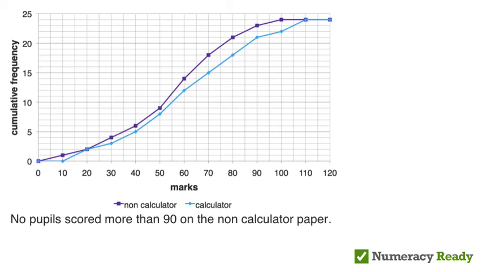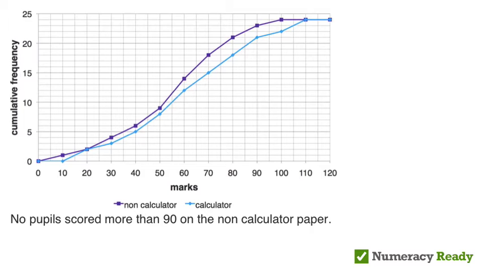Let's try and apply our knowledge now of cumulative frequency graphs to some true or false statements that you might see in your test. We've got a cumulative frequency graph here, very similar to the one that we looked at in the last video, but it's got two lines and a key at the bottom. The purple line is representing a non-calculator paper, and the blue line a calculator paper. Our statement is no pupils scored more than 90 on the non-calculator paper.